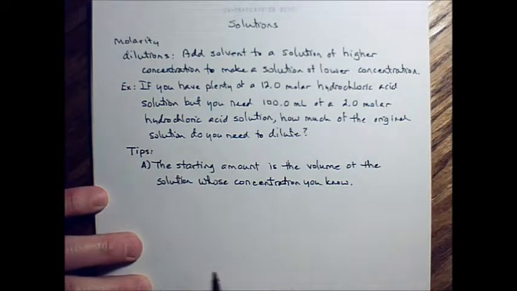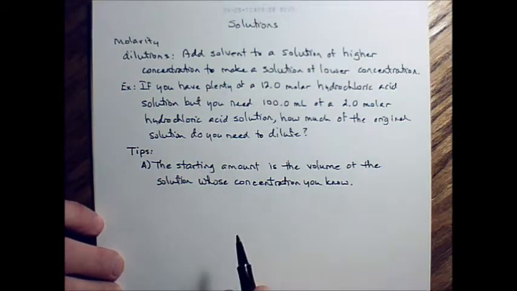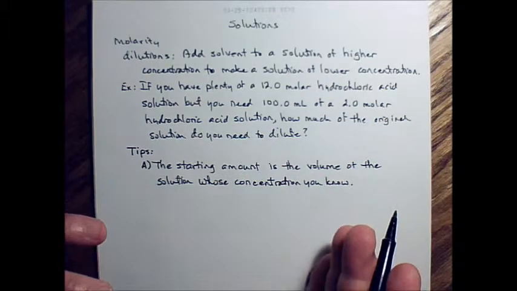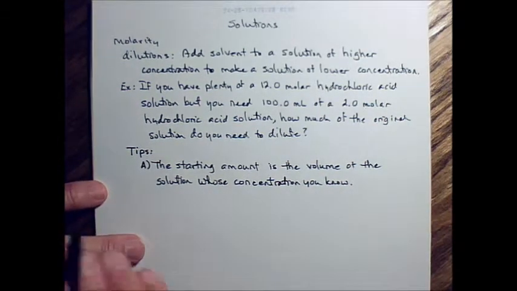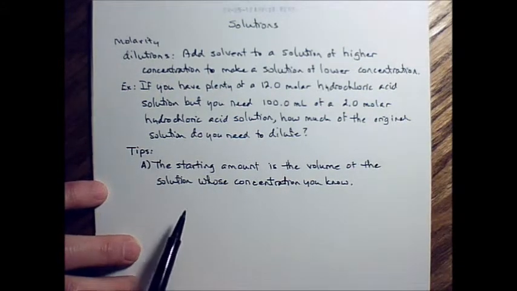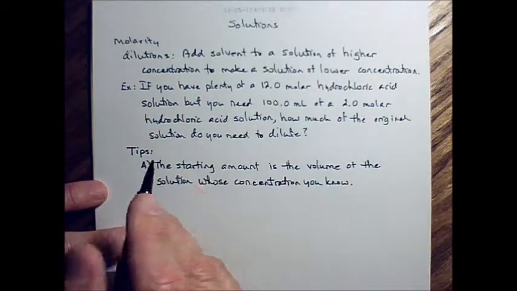After we finish doing dilutions, we're going to do solution stoichiometry, and that will be also how you figure out what your starting amount is for stoichiometry, solution stoichiometry. Starting amount is the volume of the solution whose concentration you know. Okay? Tip B.